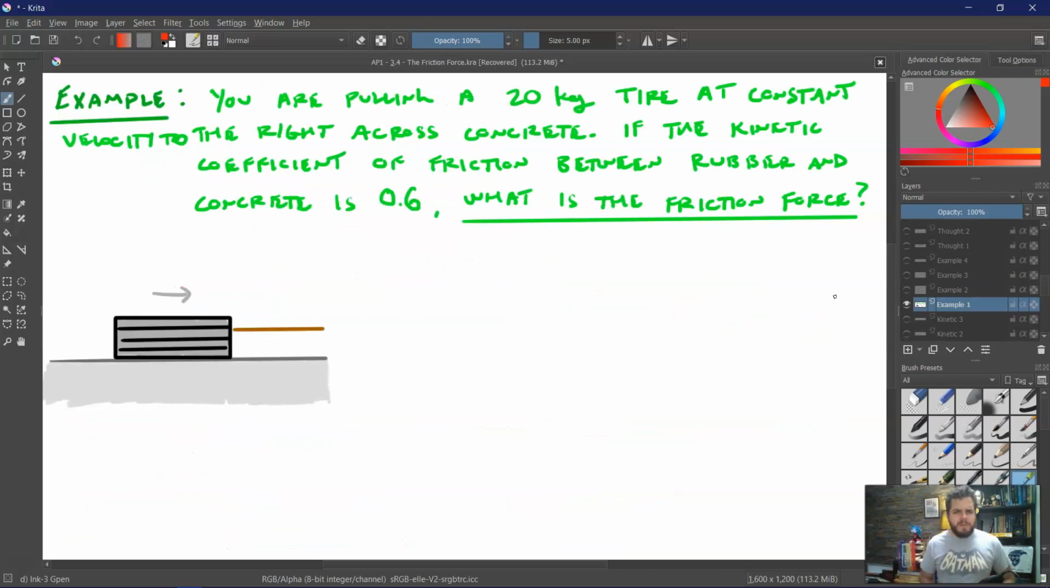So let's go ahead and look at an example. Let's say we have this scenario as depicted right here. You are pulling a 20 kilogram tire at a constant velocity to the right across concrete.